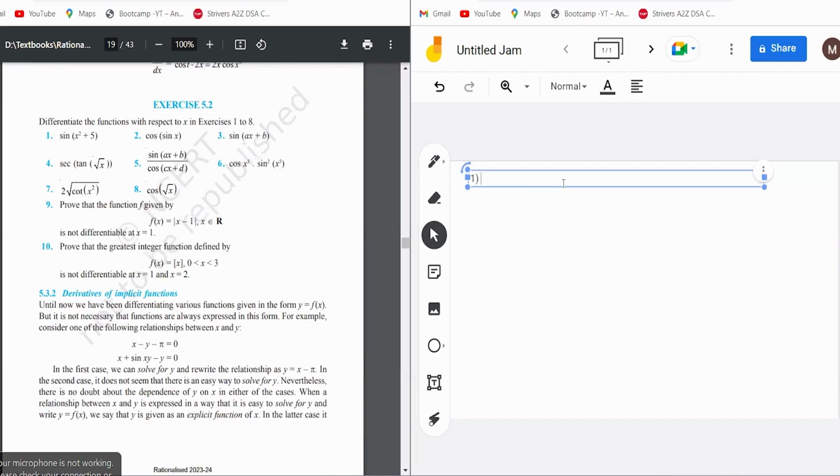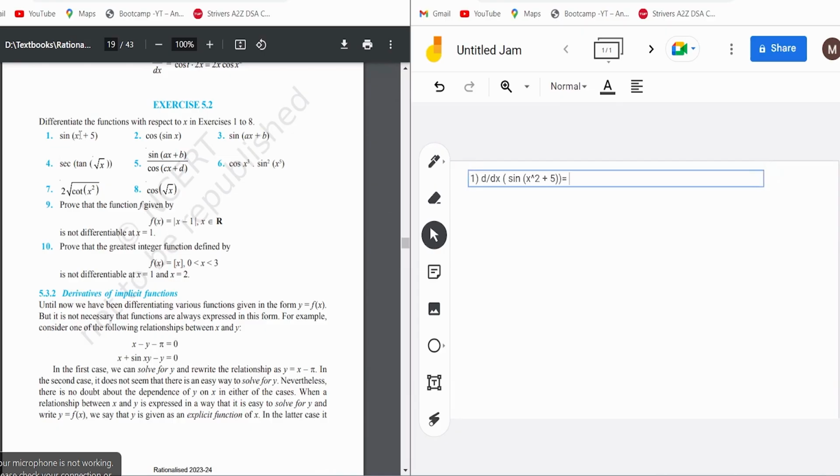Differentiate with respect to x. Okay. So sine of x square plus 5, d by dx of sine of x square plus 5. What we have to calculate is d by dx of sine of x square plus 5. So how will we calculate this?